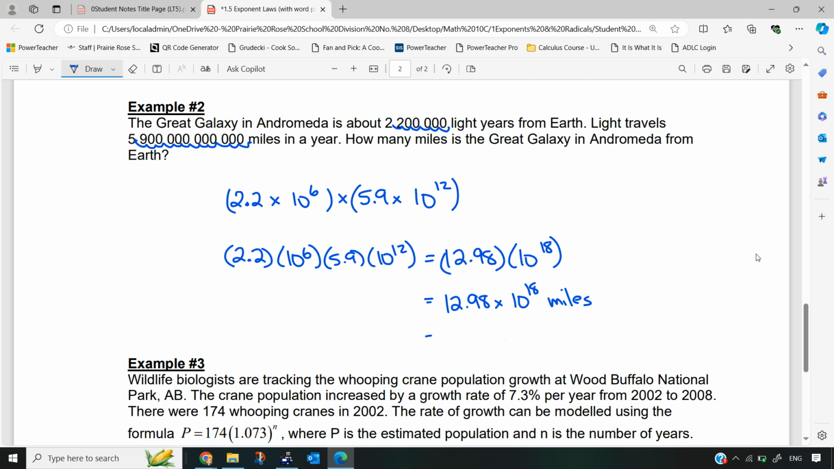And typically we would write that in scientific notation. So we're just going to move that decimal 1 over. So it's going to be 1.298 times 10 to the 19 miles.